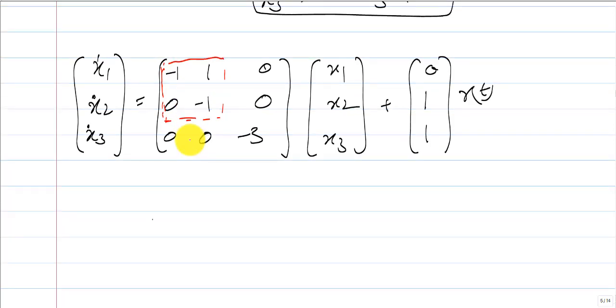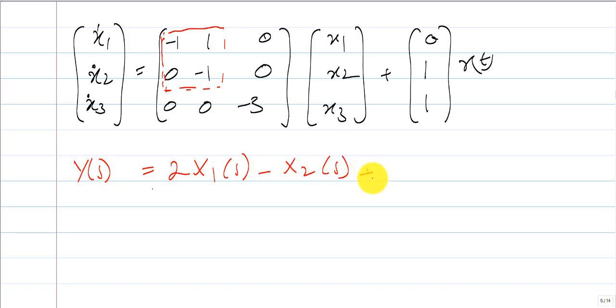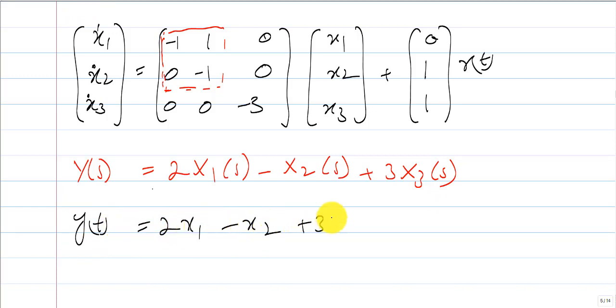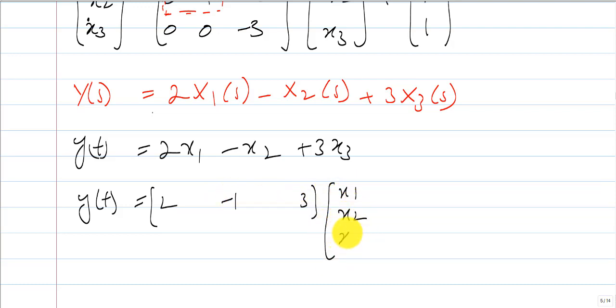Similarly, the output equation will simply be Y of s is equal to 2 X1 of s minus X2 of s plus 3 X3 of s. Now taking the inverse Laplace transform, Y of t will be equal to 2 X1 minus X2 plus 3 X3. So Y of t will be equal to [2, minus 1, 3] times [X1, X2, X3]. So here we have seen this Jordan block in the Jordan canonical form.